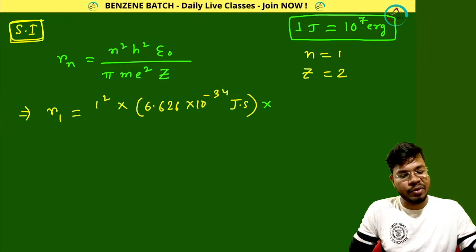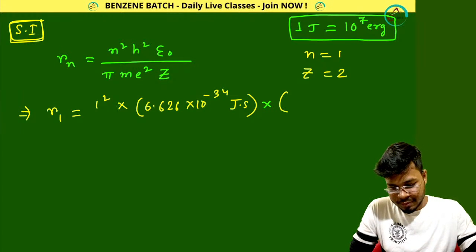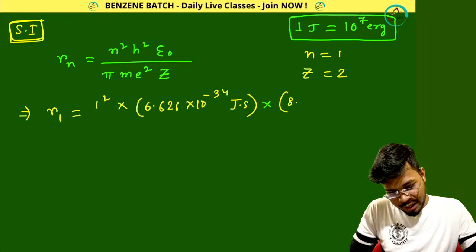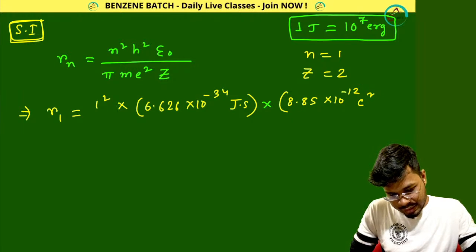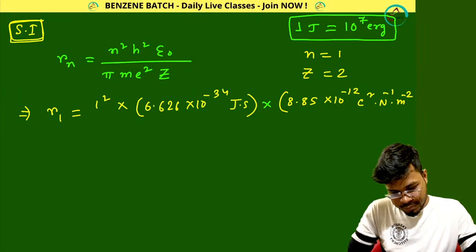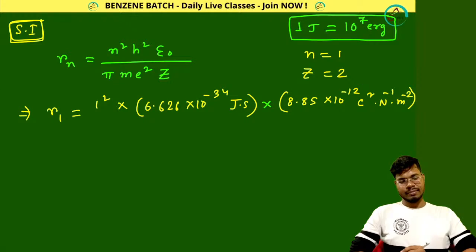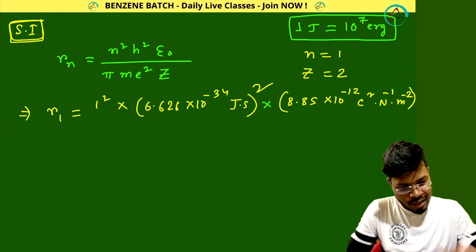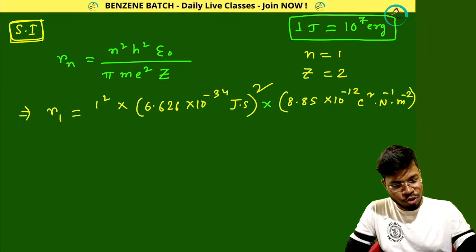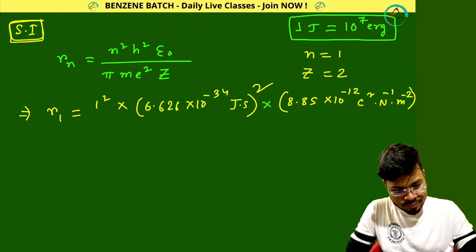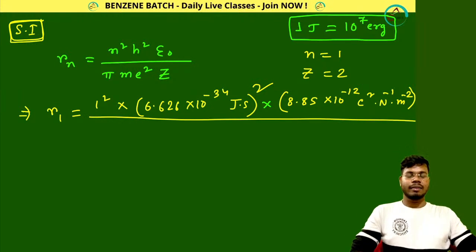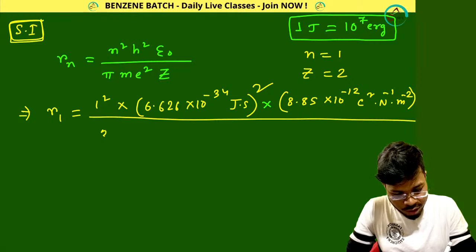Next, epsilon 0 in SI unit. What is its value? Its value is 8.85 multiplied by 10 to the power minus 12 Coulomb square Newton inverse meter to the power minus 2. I am sorry, it will be Coulomb square. Don't forget to put the square over here. Finally, pi value 3.14.